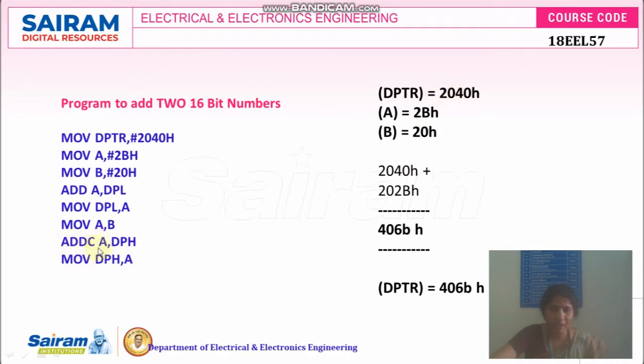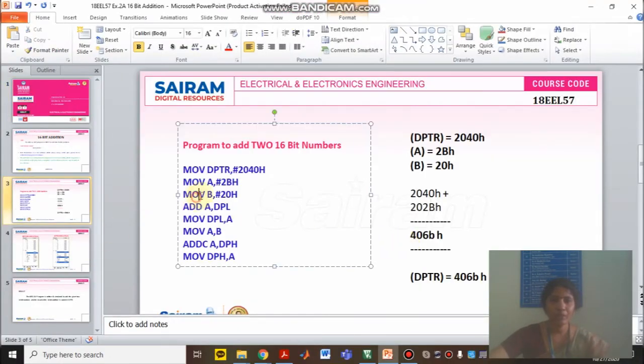Why am I giving add with carry? Because there can be an auxiliary carry when it goes from the third digit to the fourth digit. So you give ADDC A, DPH, and again you are moving the content to data pointer high. It means that after addition the content of your data pointer is going to be 406BH.